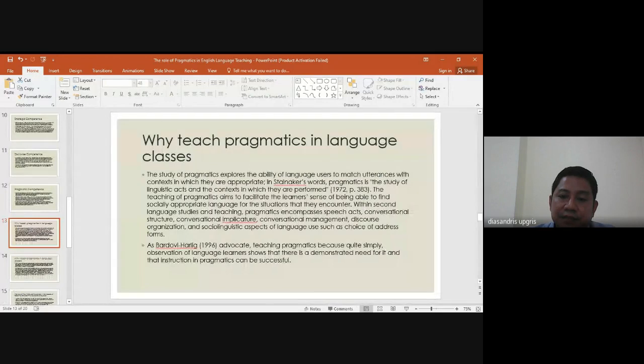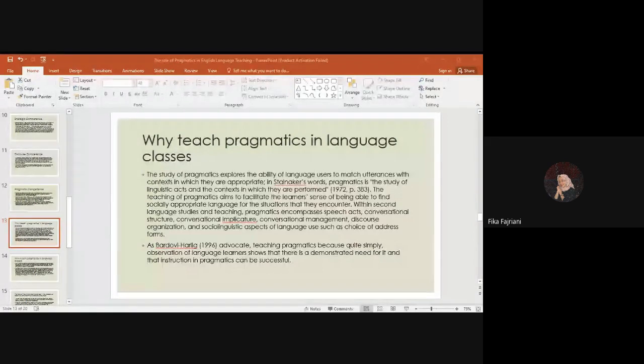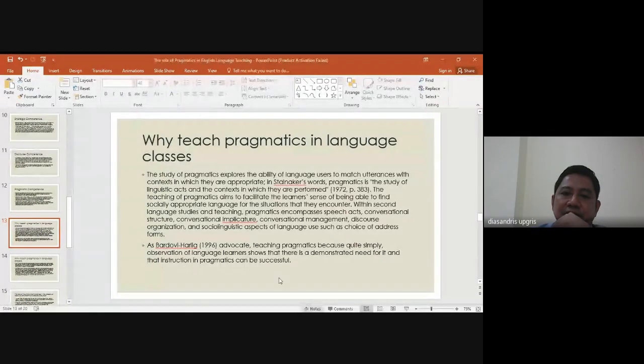Next, is going to read. Next, please. Next. Why teach pragmatics in language classes? Vika, okay, Vika, thank you. Yes, sir. Yeah, go on.